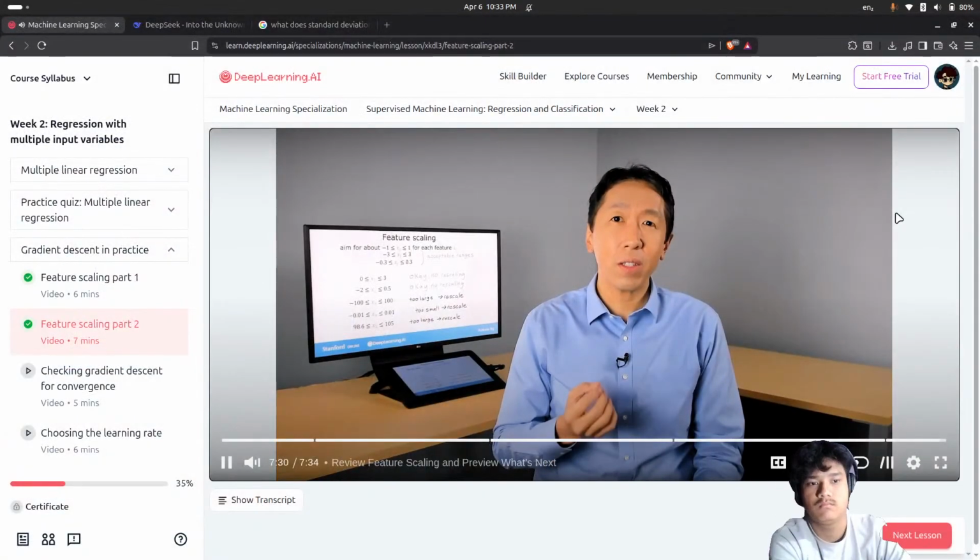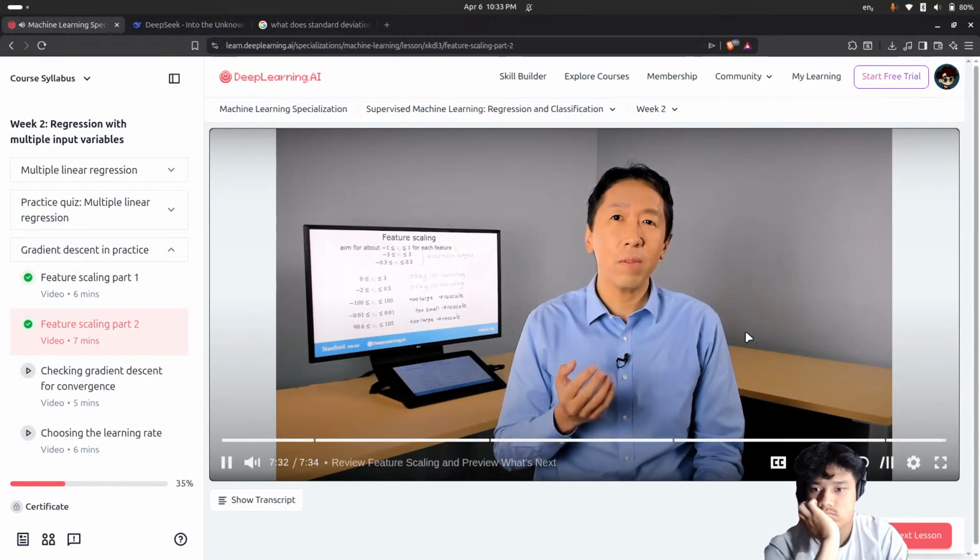So that's feature scaling. And with or without feature scaling, when you run gradient descent, how can you know? How can you check if gradient descent is really working, if it is finding you the global minimum or something close to it? In the next video, let's take a look at how to recognize if gradient descent is converging. And then in the video after that, this will lead to a discussion of how to choose a good learning rate for gradient descent.